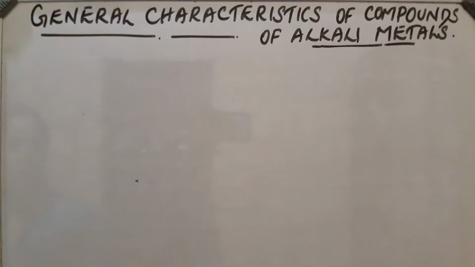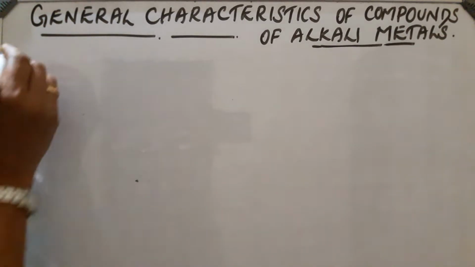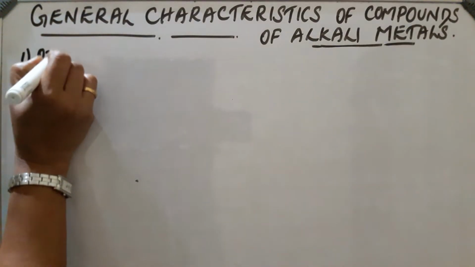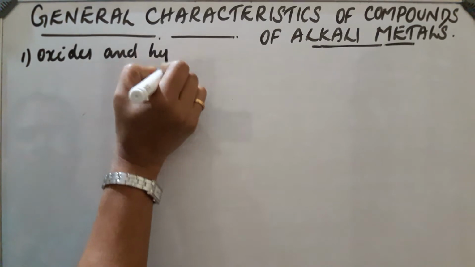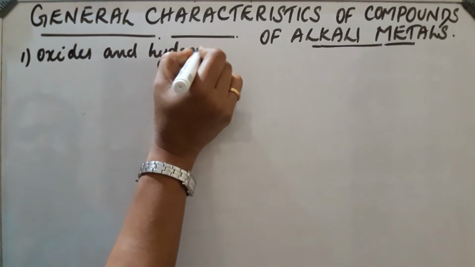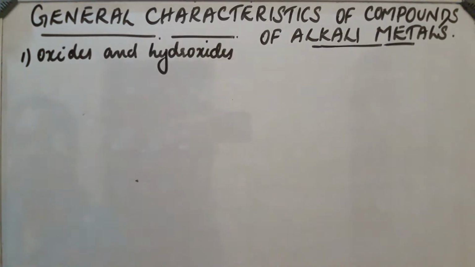General characteristics of compounds of alkali metals. All common compounds are ionic in nature. First, oxides and hydroxides. Alkali metals, when burnt in air, form different types of oxides.